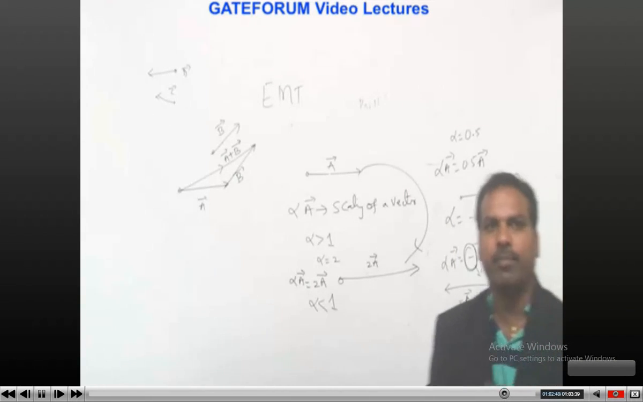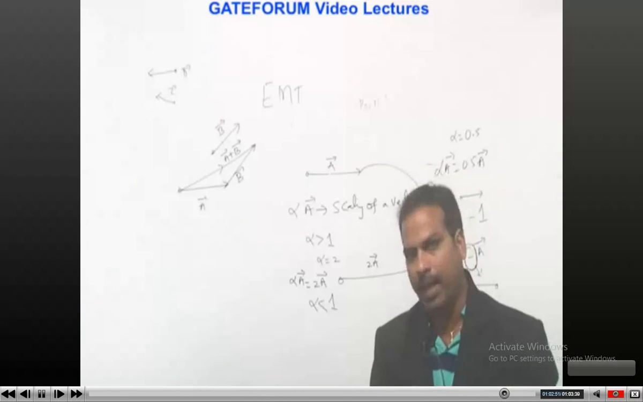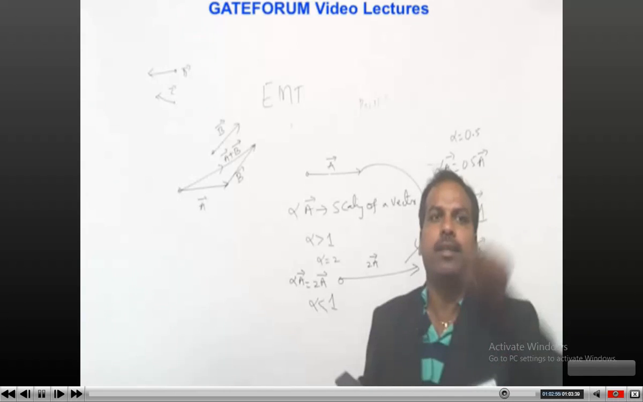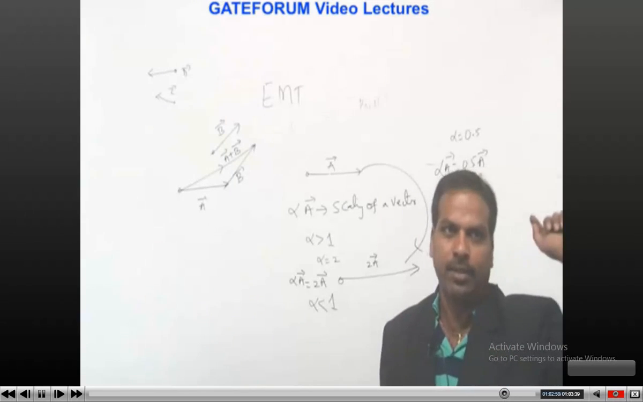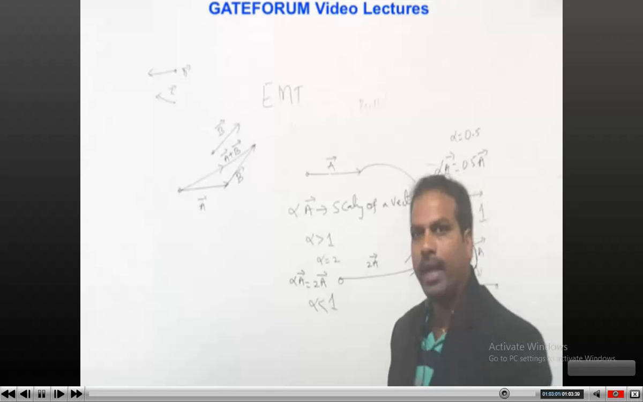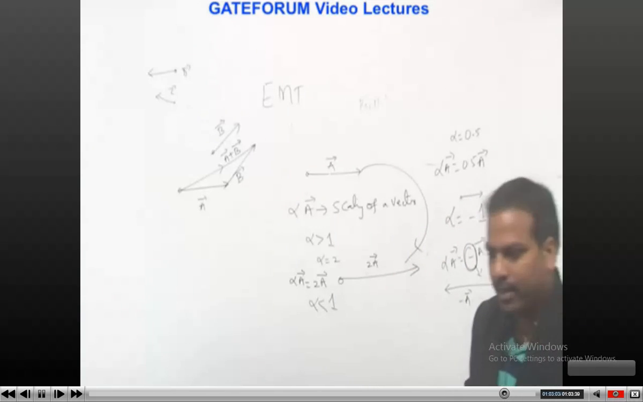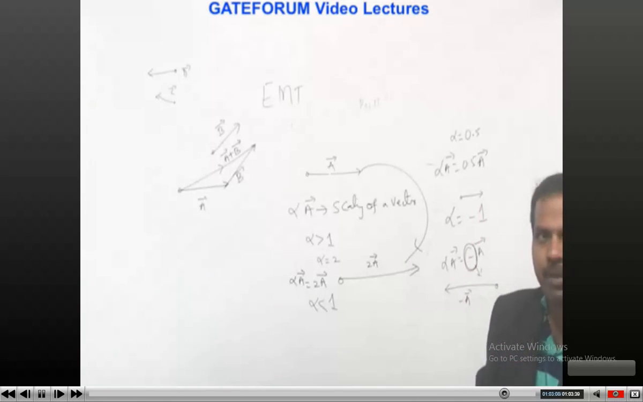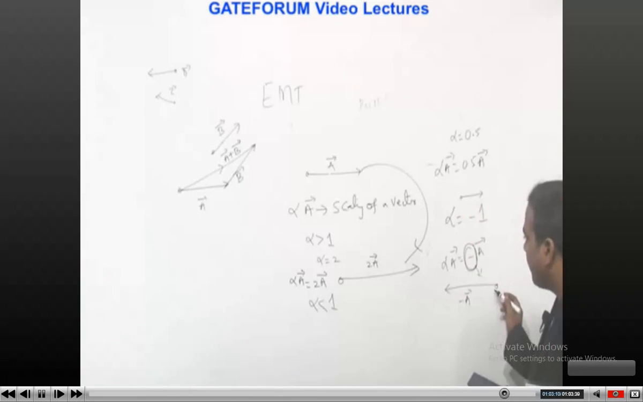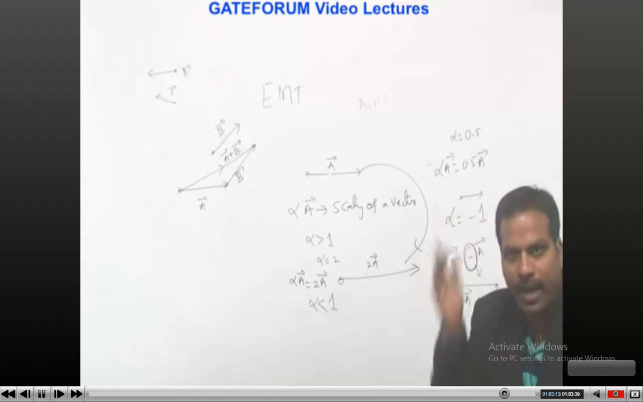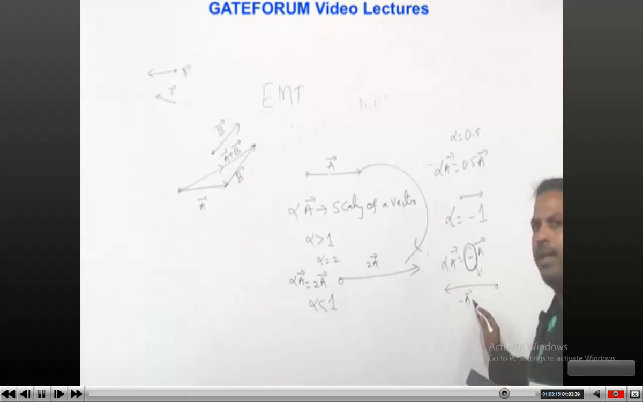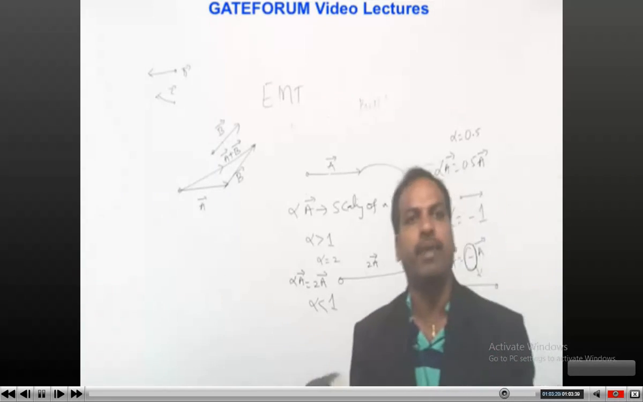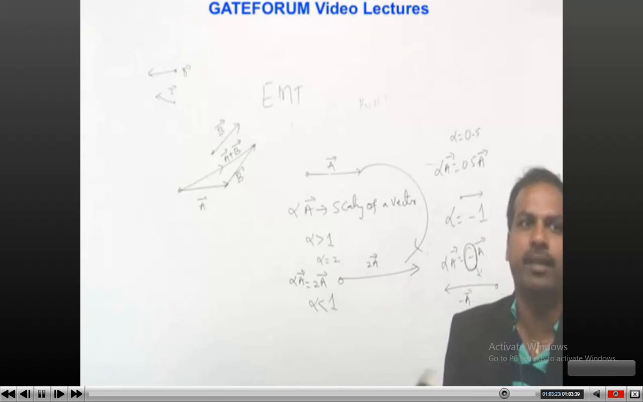Similarly, if you multiply by minus 2 or minus 3, there is a proportional increase in length, but the vector points in the opposite direction. So when you multiply by negative values other than minus 1, there is a magnitude change in addition to the direction change. But when you multiply by just minus 1, the vector has the same length and same magnitude, but the direction changes. This is called scaling of a vector.